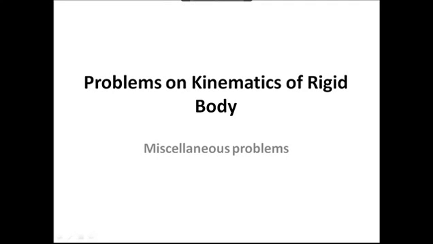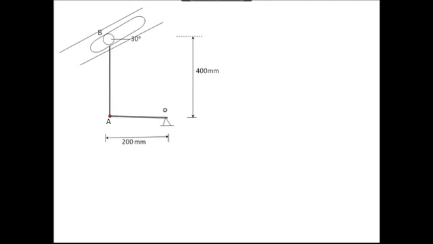This is a video on problems on kinematics of rigid body, and we are going to do some miscellaneous problems in this video. Now the first problem which we have chosen has two links OA and AB, where for link OA point O is hinged and for link AB, B is constrained to move along that slot.